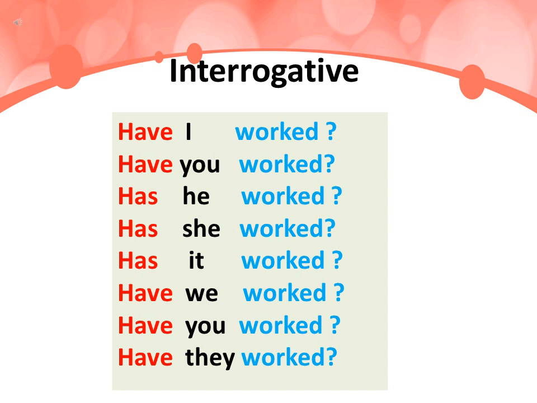Now let's see the interrogative case. In the interrogative case, what happens is that we start with the verb have or has plus subject pronoun plus the past participle. So have I worked? Have you worked? Has he worked? Has she worked? Has it worked? Have we worked? Have you worked? Have they worked? For example, if I say, has he worked? Yes, he has, or no, he hasn't. Has she worked? Yes, she has, or no, she hasn't.